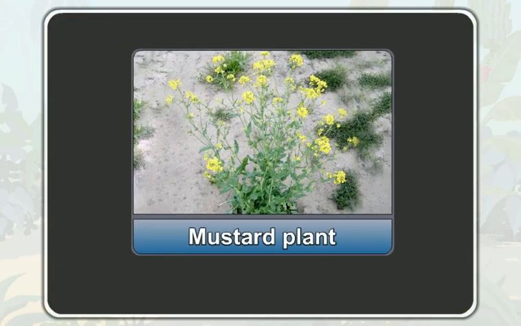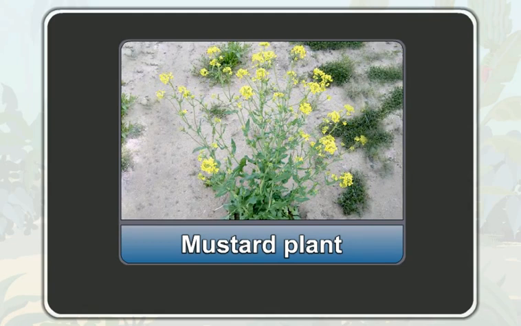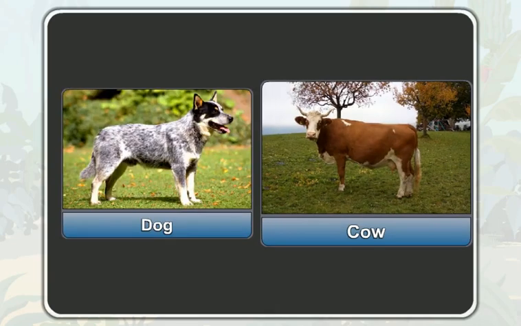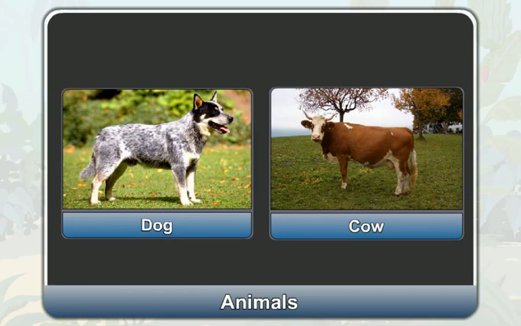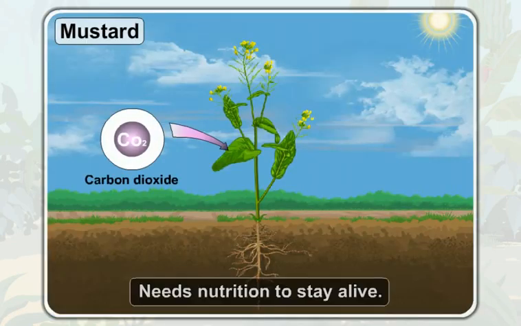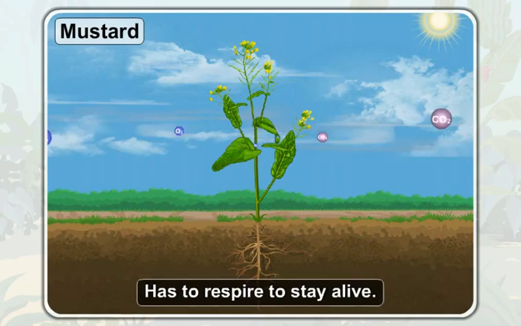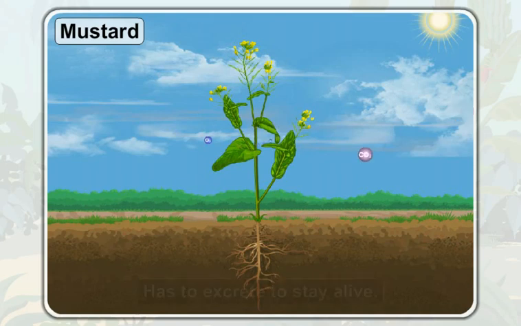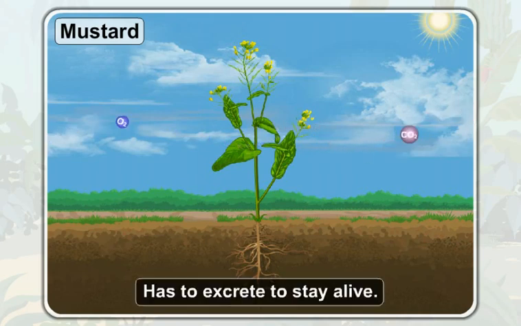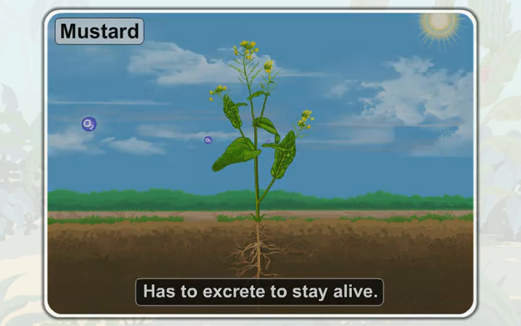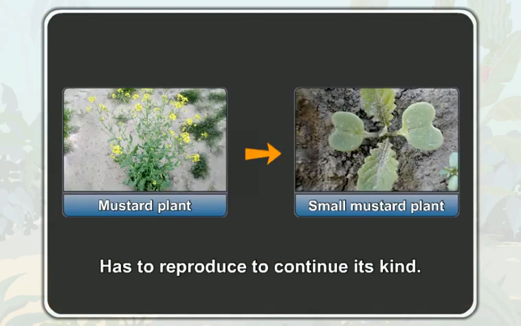This is a mustard plant. This is a plant. But both the dog and the cow are animals. But, like the dog and the cow, the mustard plant also needs nutrition to stay alive. It also has to respire to stay alive. It also has to excrete to stay alive. It also has to reproduce to continue its kind.